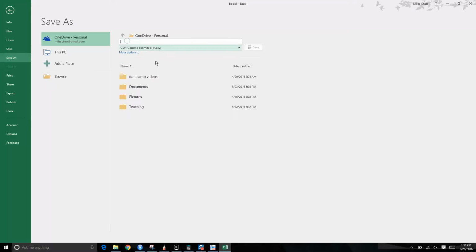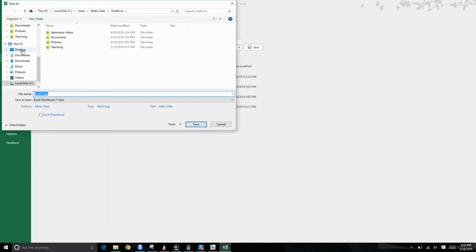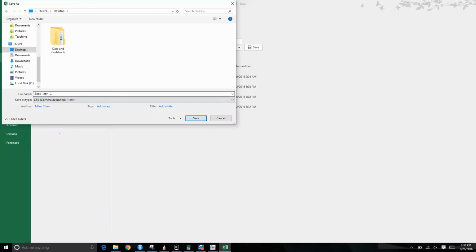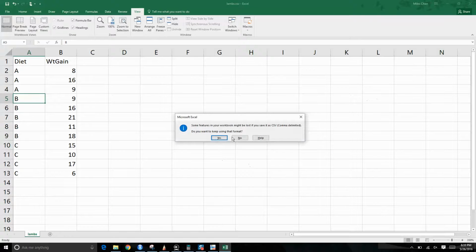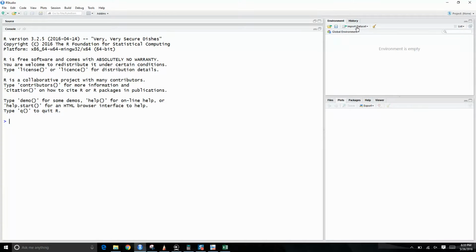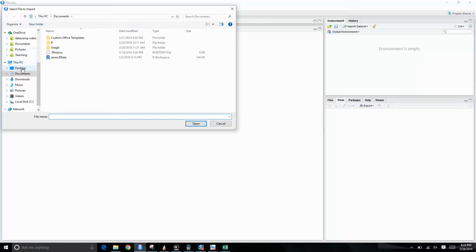And so R prefers text files, and so we'll just call these lambs. Okay, and then where am I going to save this? I'll just save this onto the desktop. Okay, lambs.csv. Okay, yeah, that's fine. Okay, and then so in R we would do import data set from a local file, and we'd go to our desktop and we'd say lambs.csv.